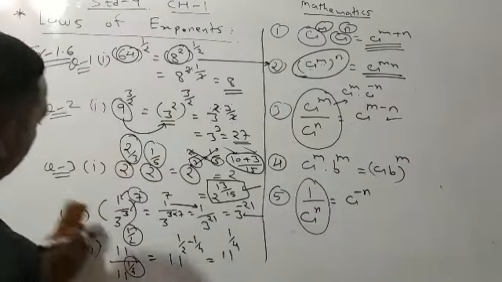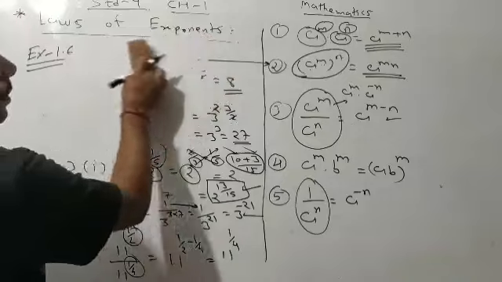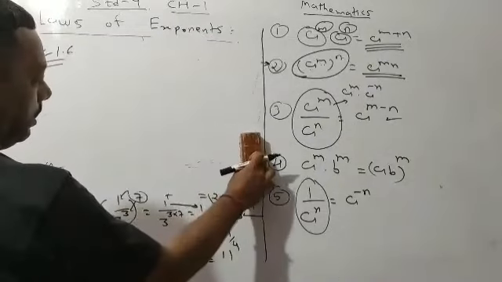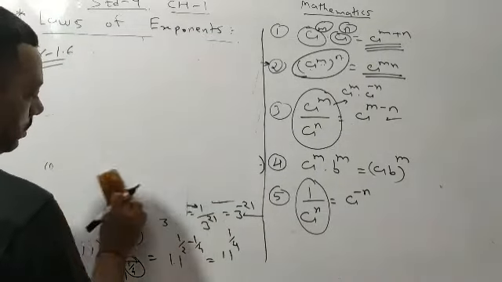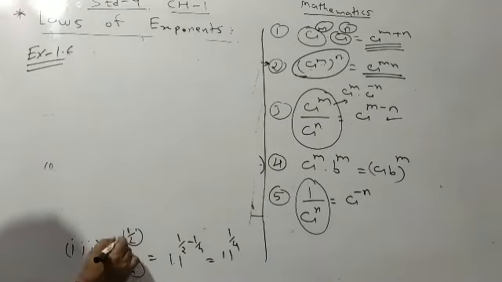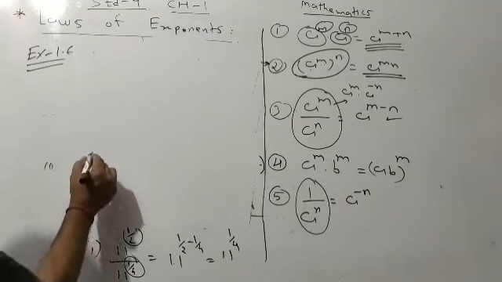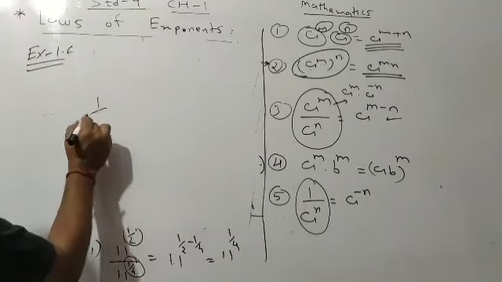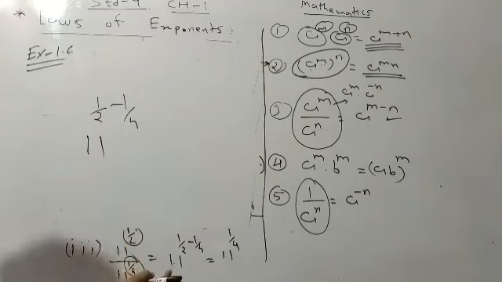So on the basis of that, see my third question is this: 11 raised to 1 by 2 upon 11 raised to 1 by 4. So the answer is 11 raised to 1 by 2 minus 1 by 4. I already wrote here 1 by 2 minus 1 by 4.